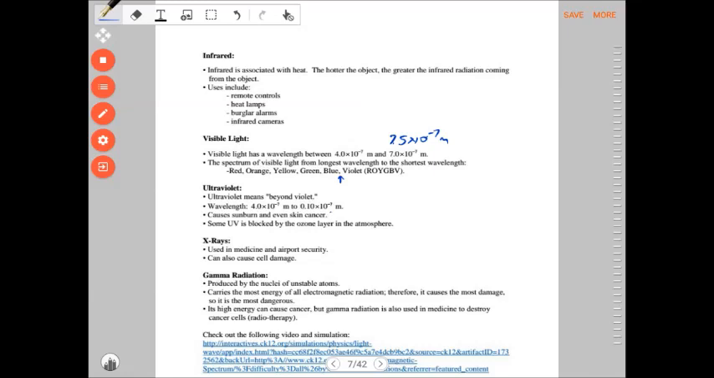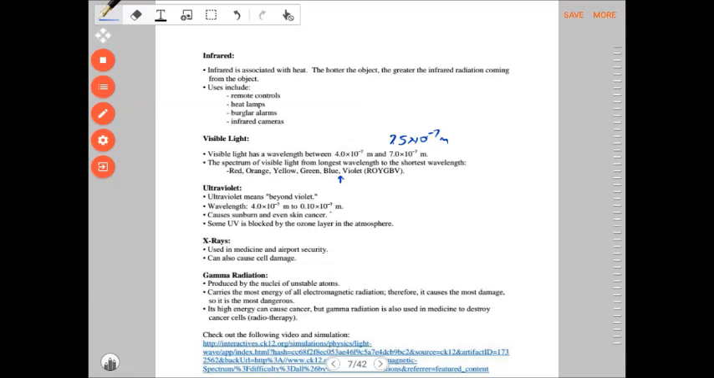Then lastly, we're going to talk about gamma radiation. That's produced by the nuclei of unstable atoms. It carries the most energy of all EMR, therefore it causes the most damage, so it's the most dangerous. It's high energy that can cause cancer, but gamma radiation is also used in medicine to destroy cancer cells. It's kind of a neat little twist. So if you can direct the gamma rays at the tumor, it will actually kill the tumor without damaging, or at least not too much, the cells around it. So that's kind of cool.